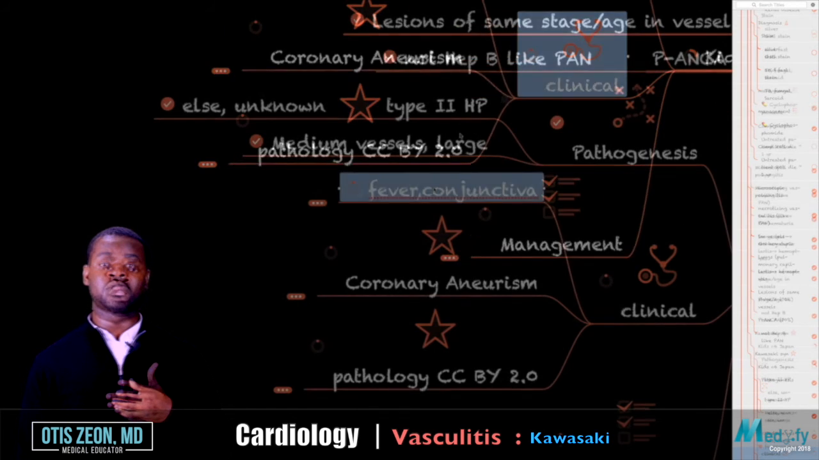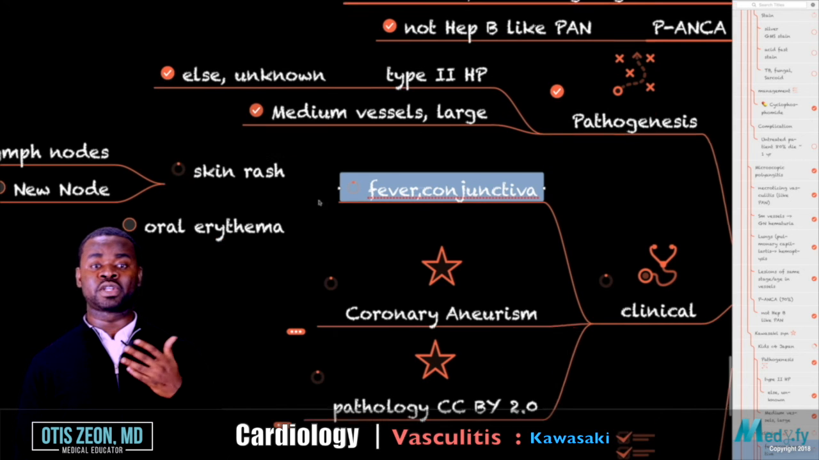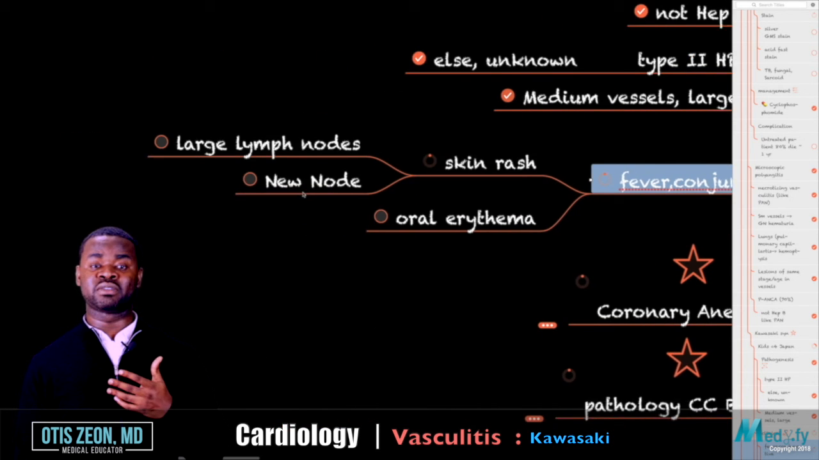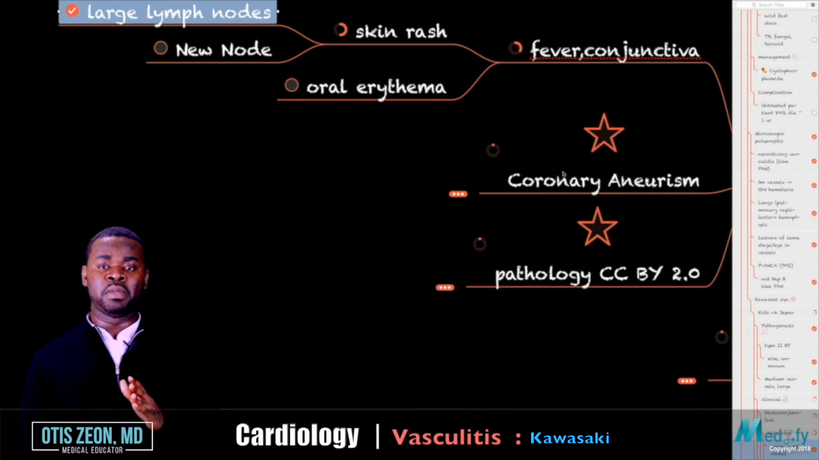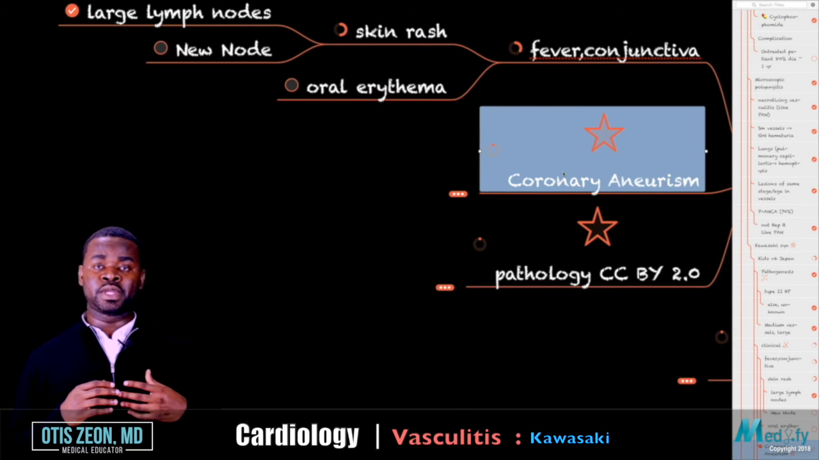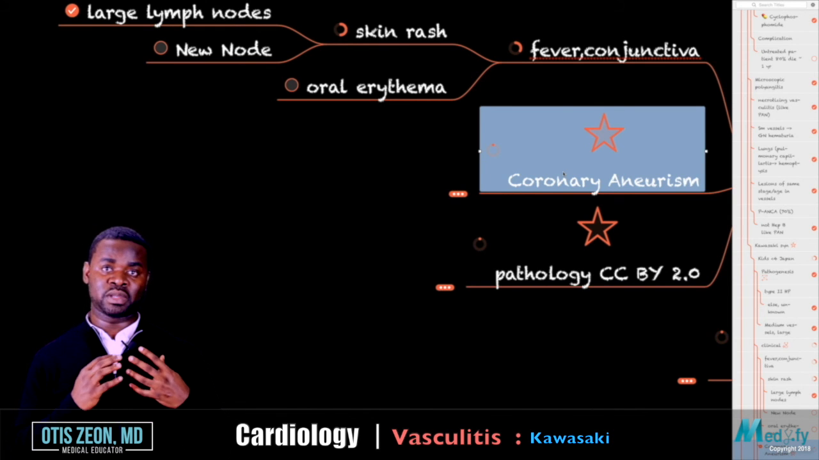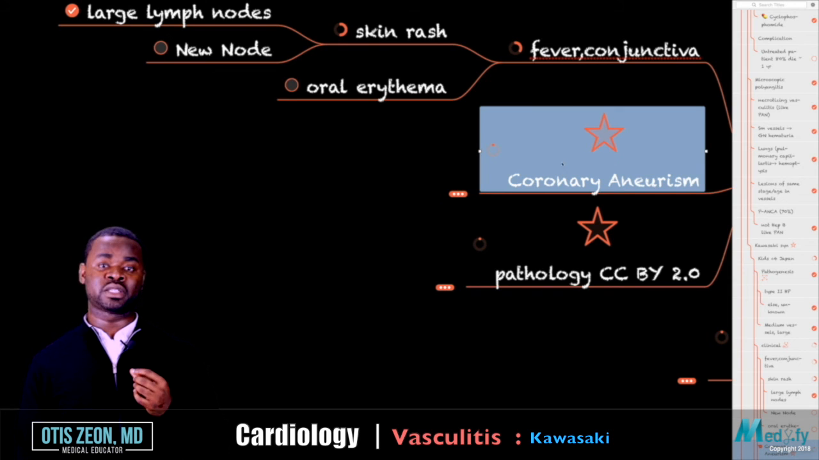Then the patient may present with classic signs and symptoms of fever and conjunctivitis and strawberry tongue and skin rash and edema in different parts of their body. In terms of the major complication, the one we give a star to is its association with coronary artery aneurysm, because it affects those medium-sized vessels, especially those that supply the heart. This is where the high yield concept comes from.